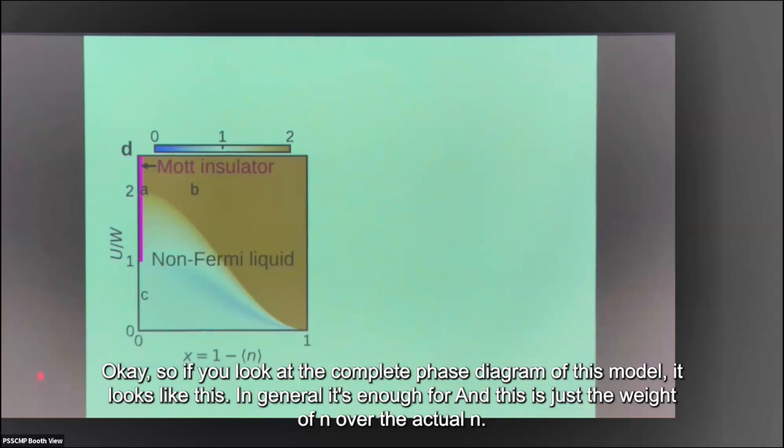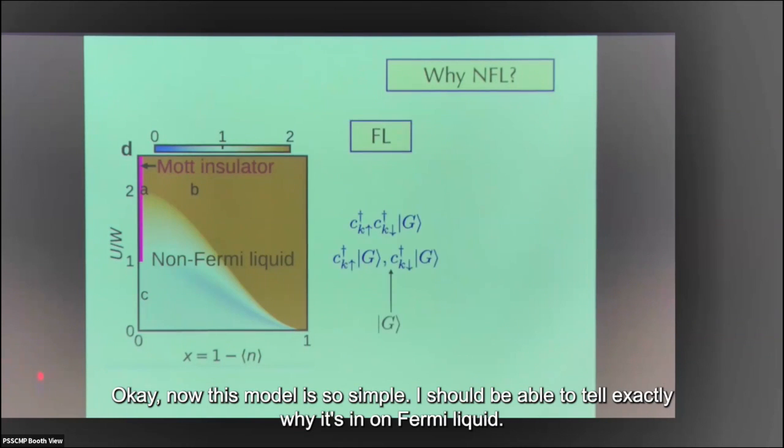Okay, so if you look at the complete phase diagram of this model, it looks like this. In general, it's a non-Fermi liquid. You have a Mott insulator, and this is just the weight of n over the actual n. Okay, now this model is so simple, I should be able to tell exactly why it's a non-Fermi liquid.